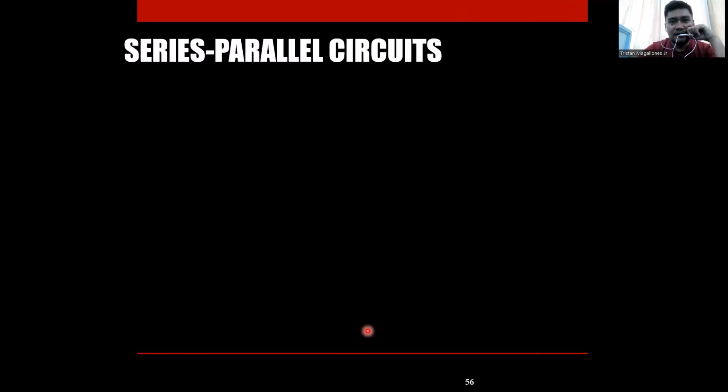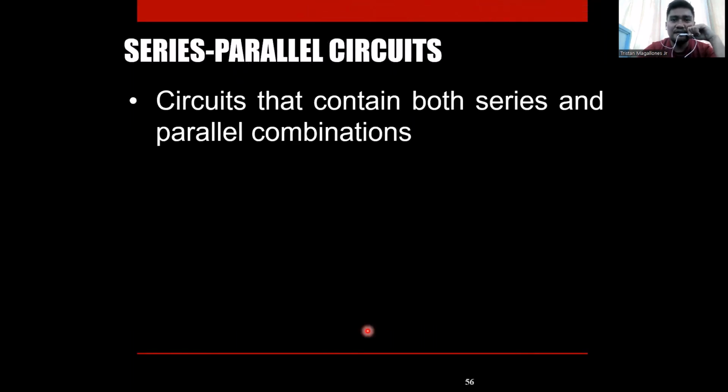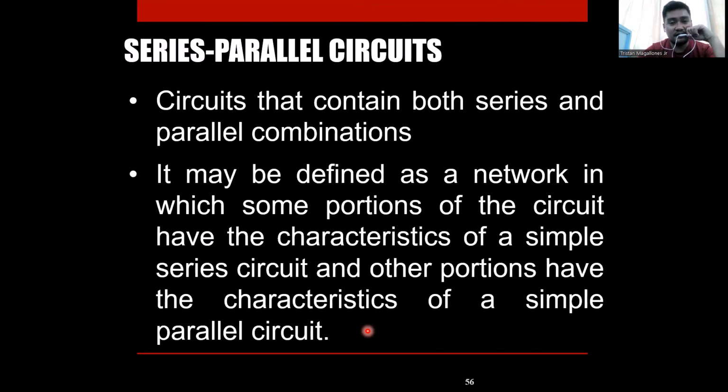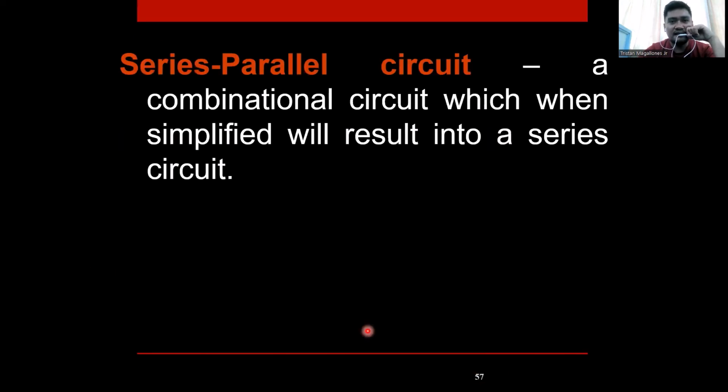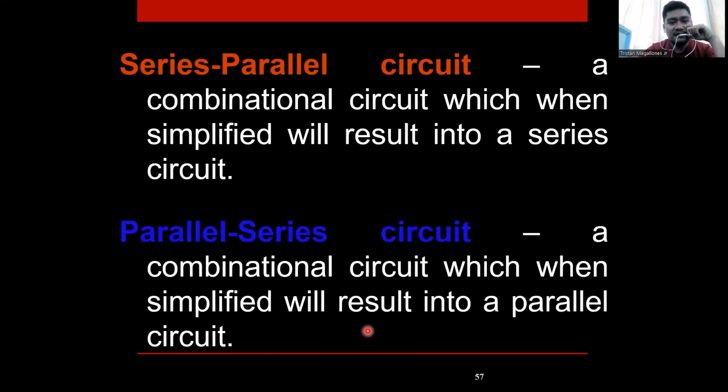Now, we will proceed to series parallel circuits. Series parallel circuits are circuits that contain both series and parallel combinations. It may be defined as a network in which some portions of the circuit have the characteristics of a simple series circuit and other portions have the characteristics of a simple parallel circuit. We have two types: a series parallel circuit, which when simplified results in a series circuit, and a parallel series circuit, which when simplified becomes a parallel circuit.